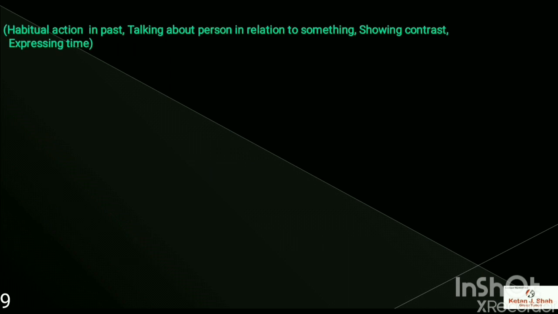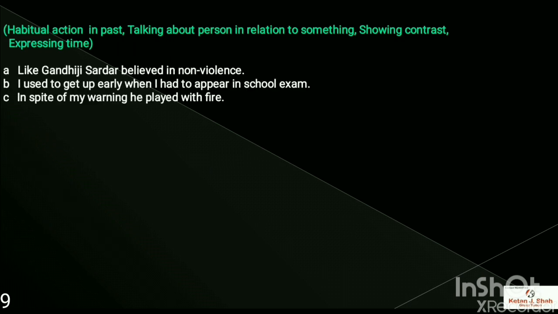Now, the bracket ones. Habitual action in past, talking about person in relation to something, showing contrast and expressing time. These are the four functions, and we have to choose functions for these three sentences. Like Gandhiji, Sardar believed in non-violence. I used to get up early when I had to appear in school exams. In spite of my warning, he played with fire.